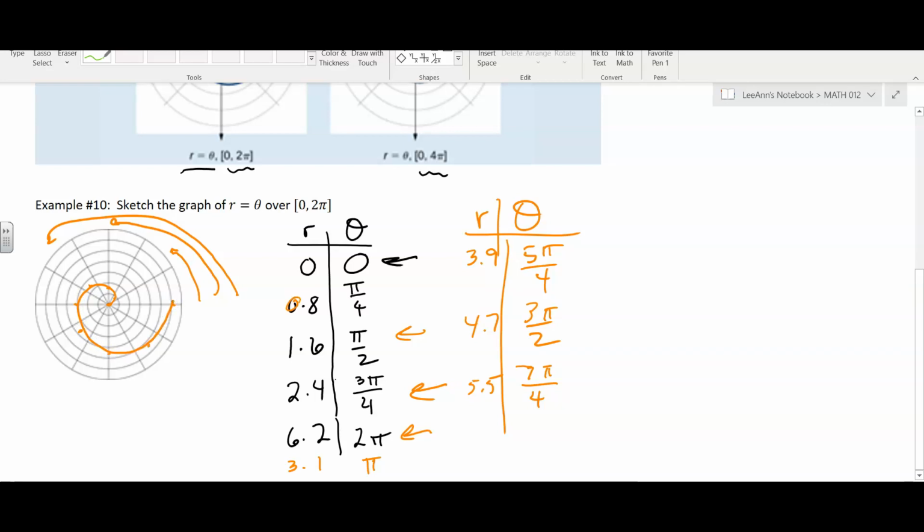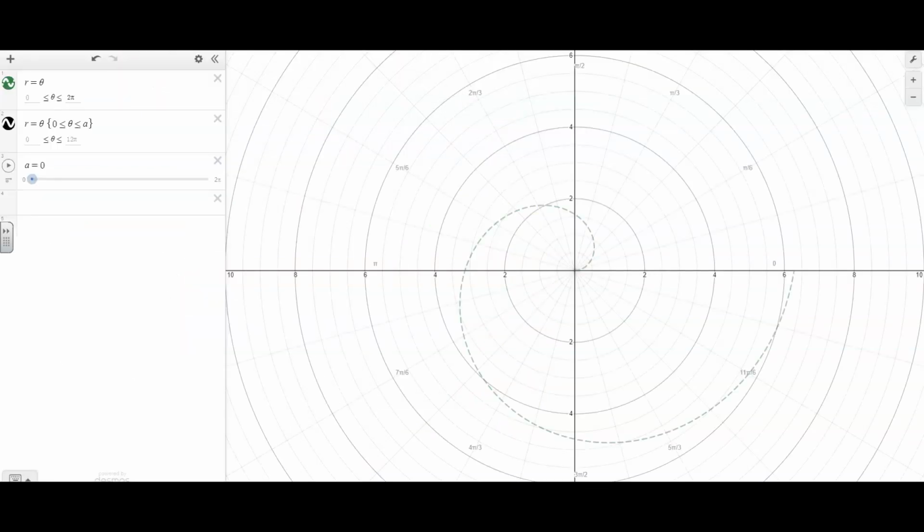Okay, but we're going to go to Desmos and see it there. I already put in the dotted one for us. Hopefully you can see that. And then we'll go ahead and start the animation. And there's the spiral. It's curving around. It should look like what we had. And so that was exciting.